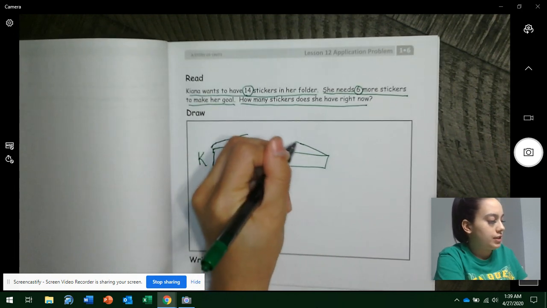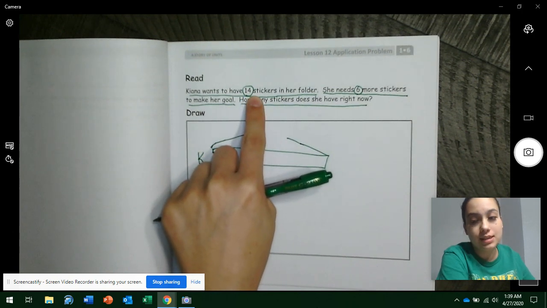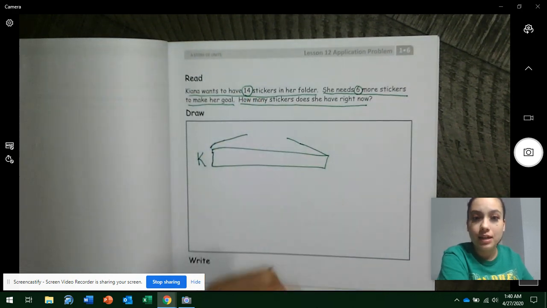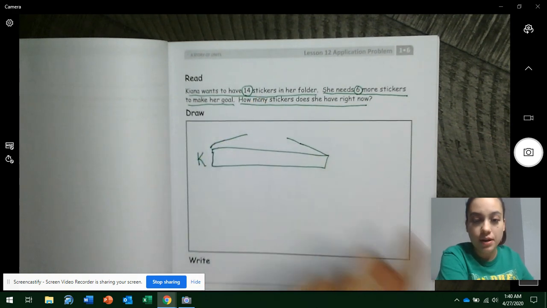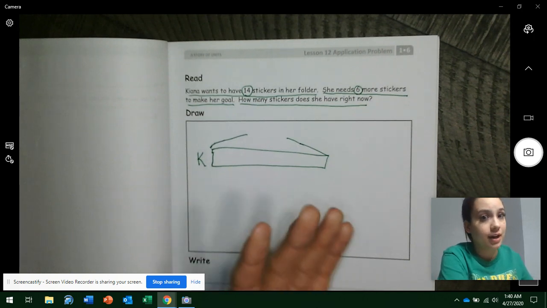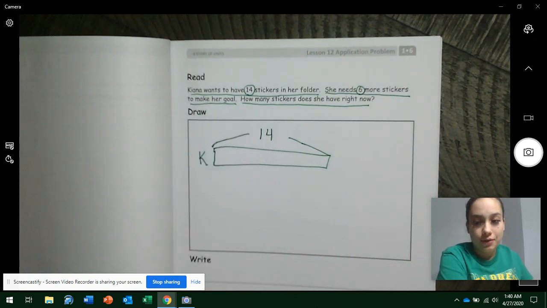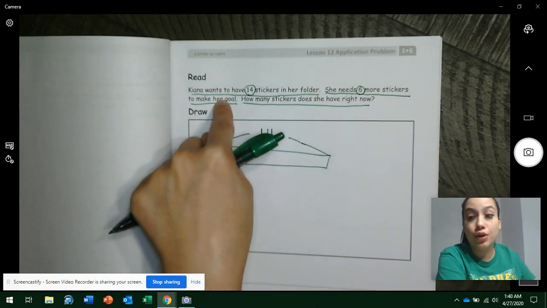Okay, so now let's draw the arms where our total will be. And let's look at the first sentence. It says, Kiana wants to have 14 stickers in her folder. So, boys and girls, how many stickers does she want to have? Get ready? Yes, 14 stickers. So is 14 a total or a part? Get ready? Yes, a total, because that's the amount of stickers she wants to have, right? So we're going to put it in our total.